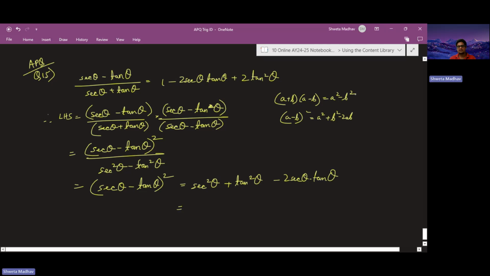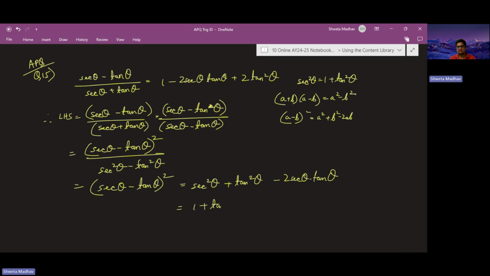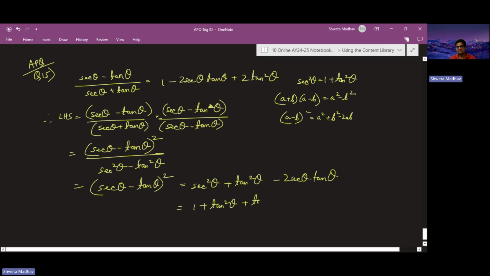Now this sec square theta we can write as 1 plus tan square theta. So this will be equal to 1 plus tan square theta plus tan square theta minus 2 sec theta tan theta. So this will be equal to 1 minus 2 sec theta tan theta plus 2 tan square theta, which is equal to the right hand side. So hence proved.